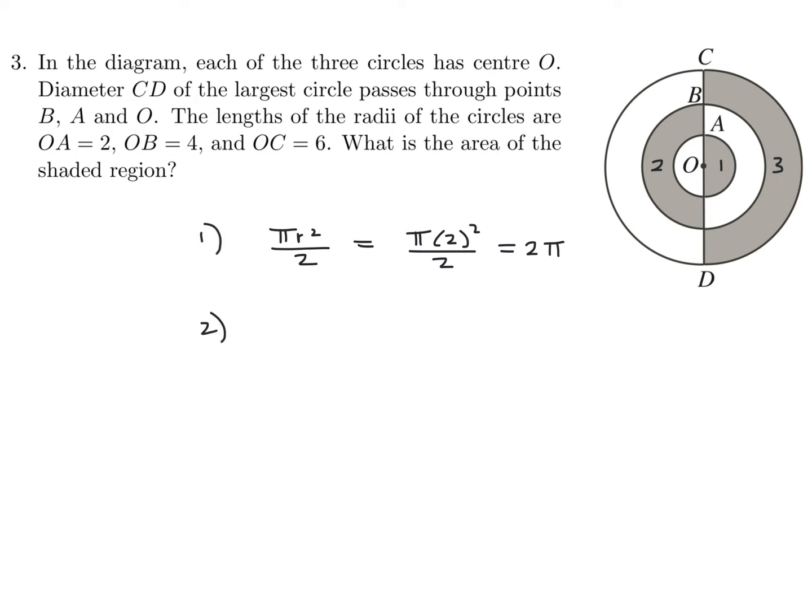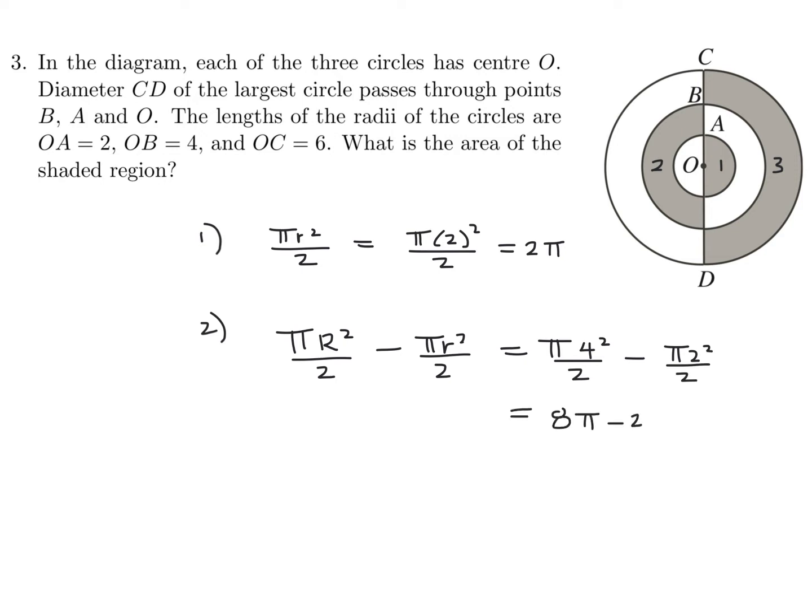The shaded area called number 2, that's a big semicircle, subtract a small semicircle. And that means OB is 4, right? So this is pi 4 squared over 2, and then this OA is 2, so this is pi 2 squared over 2. So that's 8 pi minus 2 pi, so that is 6 pi.